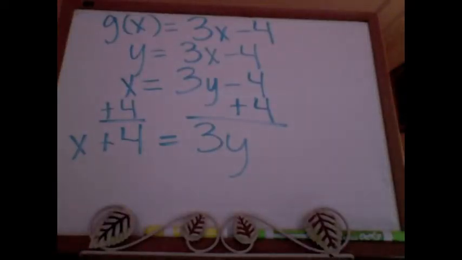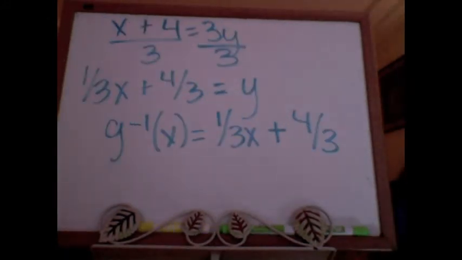On to the next function. g of x equals 3x minus 4. Replace g of x with y. Then switch x and y. Next, add 4 to each side to get y by itself. Divide each side by 3. Replace y with g^-1 of x.